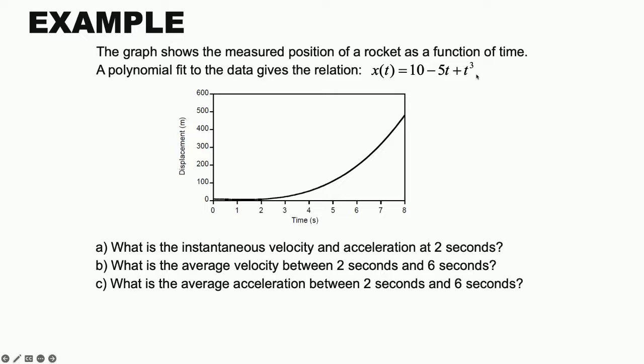So we're going to apply what we just learned about the integral relations and also the derivatives, and we're going to find the instantaneous velocity and acceleration at 2 seconds, and then we're going to find the average velocity between 2 and 6 seconds and the average acceleration between 2 and 6 seconds. So that's what we're going to have a look at now. How would we use that equation to find the instantaneous velocity and acceleration at 2 seconds? Does anyone want to have a go? Maybe just start with the velocity first.